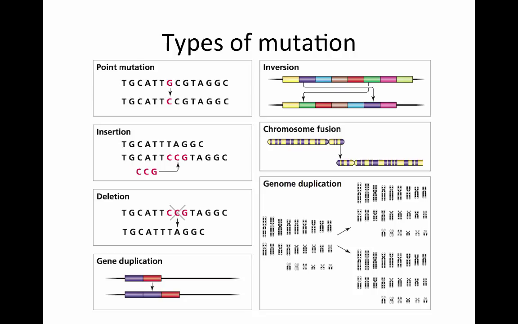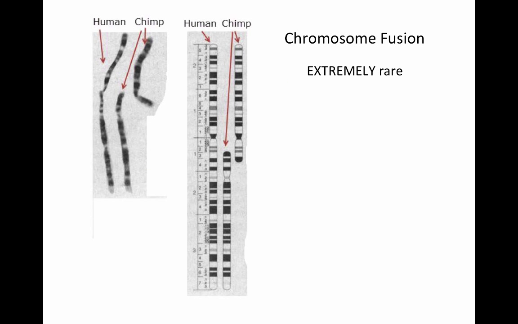The last two kinds of mutation I want to talk about are chromosome fusion and genome duplication. So both of these two result in a change in the chromosome number. So chromosome fusion is exactly what it sounds like. Two chromosomes get stuck together, become fused together to form one chromosome. And this is extremely rare, but we do have some evidence of it happening in the world, and one of them is from human chromosome 2.